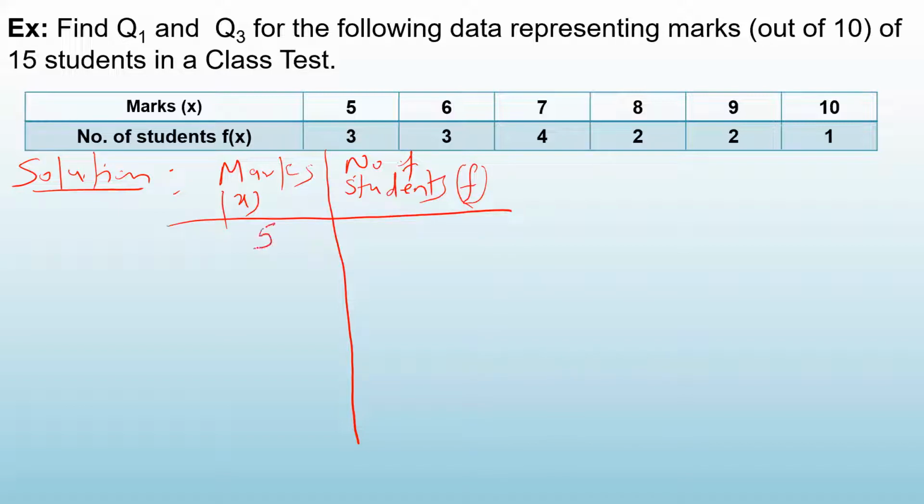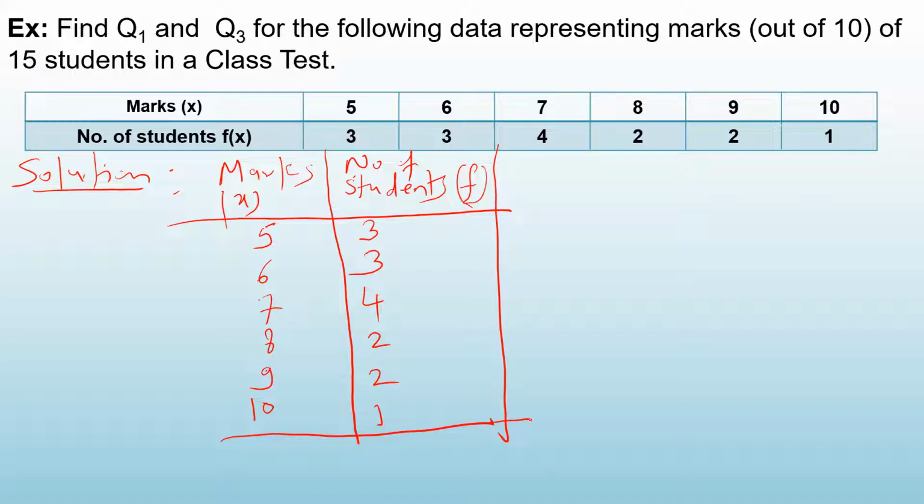So what are the marks? Marks are taking the values 5, 6, 7, 8, 9, and 10. These are the marks, correct? And the number of students with marks 5: how many students have got marks 5? 3. So that means frequency of 5 is 3. 5 is repeated 3 times in the data. I hope everybody understands that now. The frequency of 6 is 3, of 7 is 4, of 8 is 2, of 9 is also 2, and of 10 is 1. So I have written the same table in a vertical way because I feel comfortable in that.